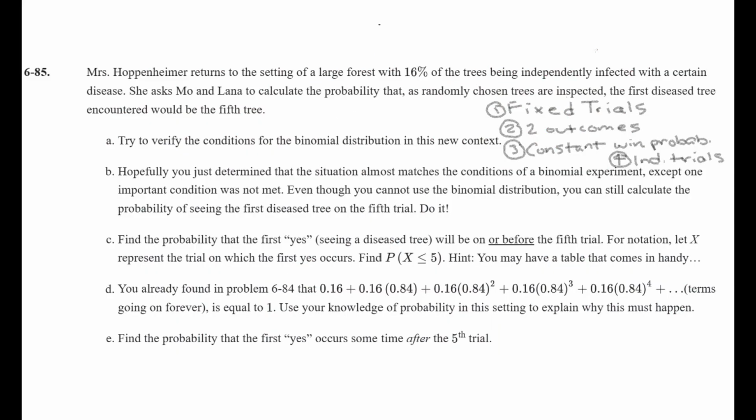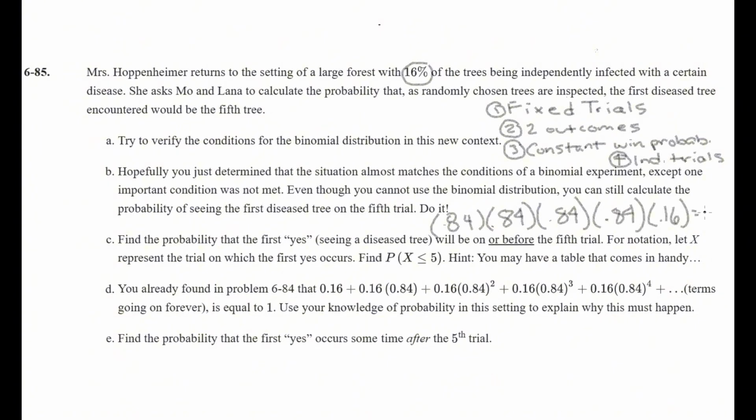All right, we're going back to that 16% of trees are independently infected. We're trying to figure out what's the probability that a randomly chosen tree, the 5th tree, would be diseased. If you noticed, for our binomial settings, fixed trials is not included in this one. So for B, let's figure out the probability that the 5th tree would be infected.